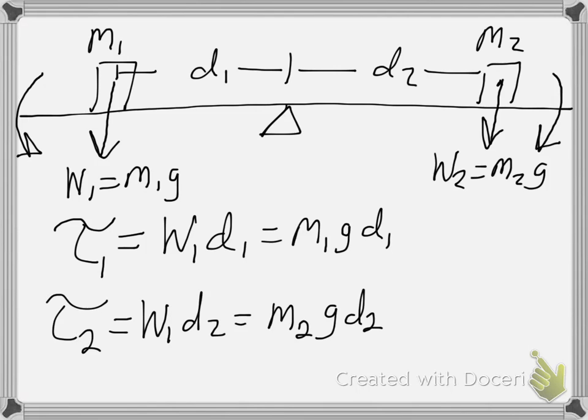And so they balance when these two expressions are equal. Okay, so they're going to balance when these two expressions are equal. So if M1 and M2 are equal, then D1 and D2 must be equal. But let's look at a situation where that's not necessarily the case.